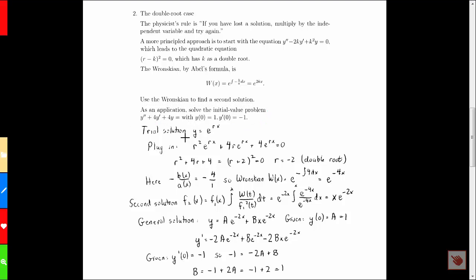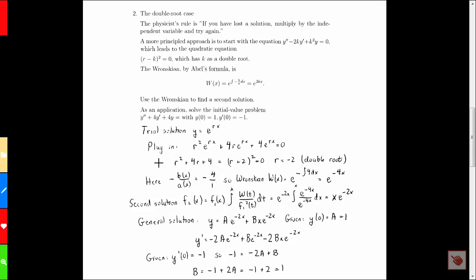So I plug in my trial solution to the equation. Y double prime, of course, gives r squared e to the rx. 4y prime is 4r e to the rx. 4y is 4 e to the rx. Cancel out e to the rx, it can't possibly be 0, and get the expected quadratic equation, (r plus 2) squared equals 0. That has r equals minus 2 as a double root.